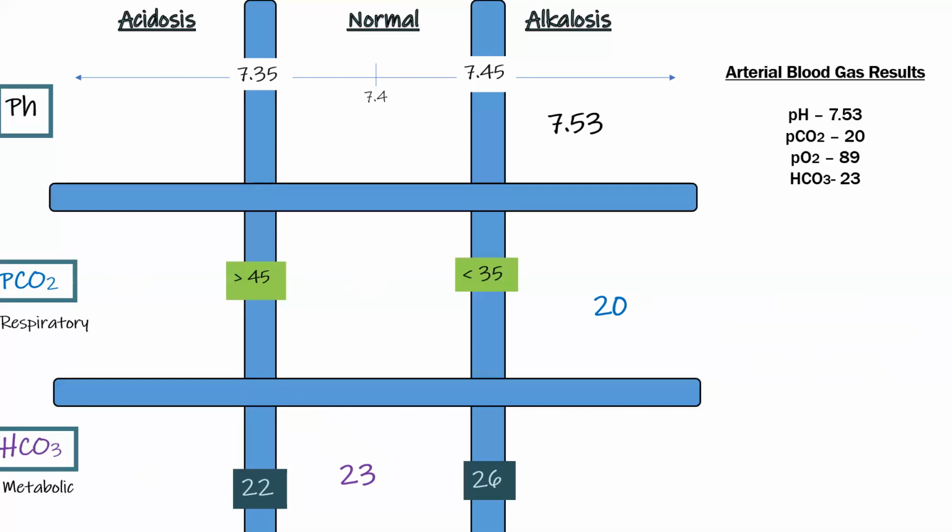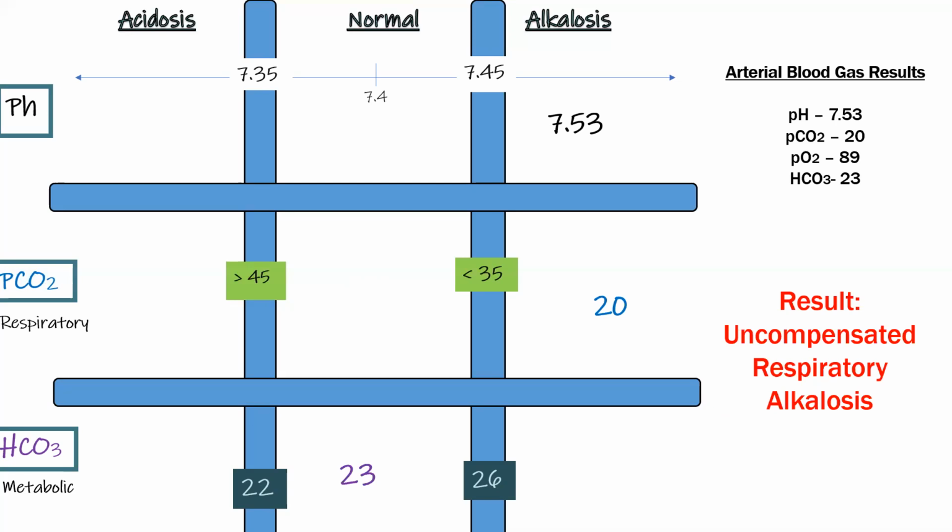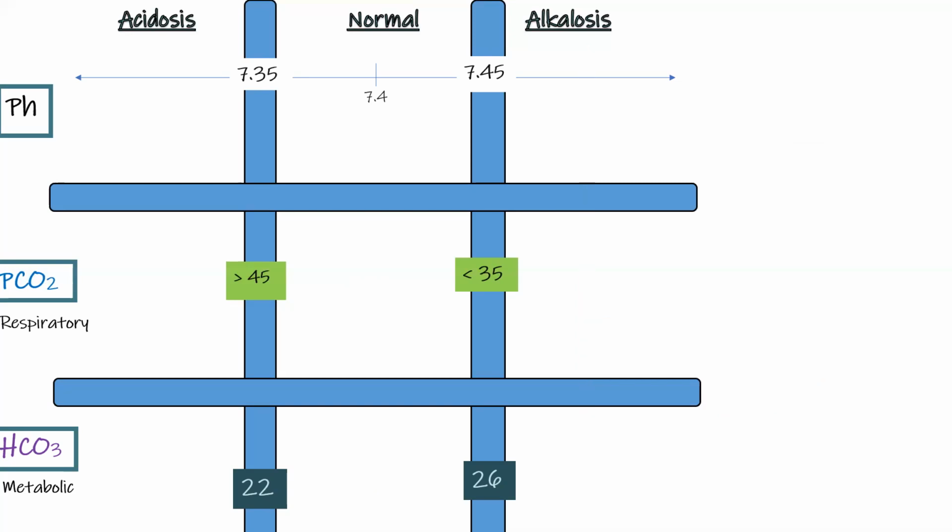Here we have common results on the right-hand side with our pH and our carbon dioxide, indicating that we have an uncompensated respiratory alkalosis. All right, just when you think this is easy peasy, I have a challenging one for you here.